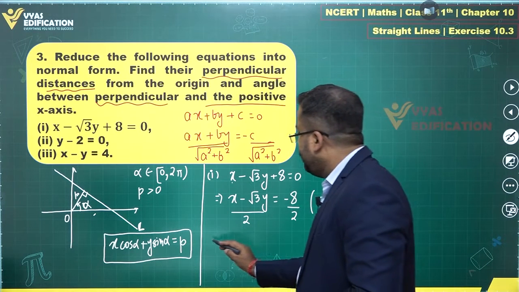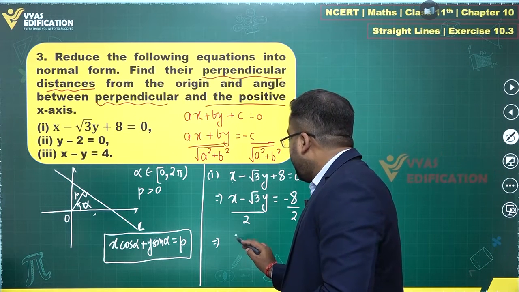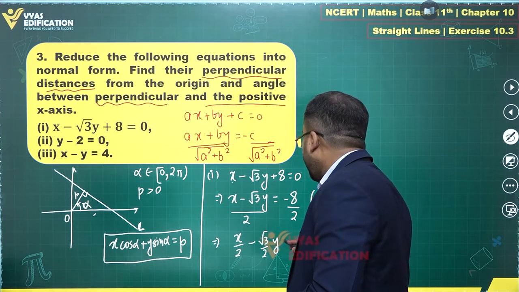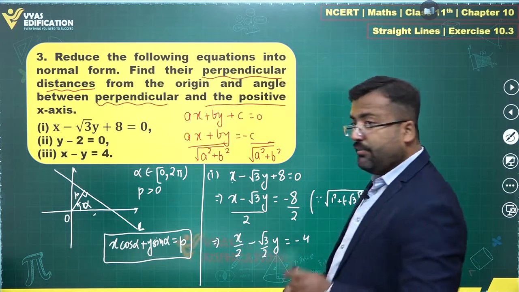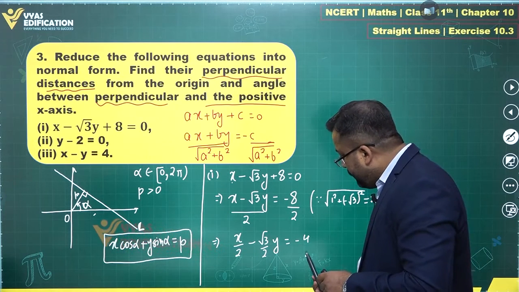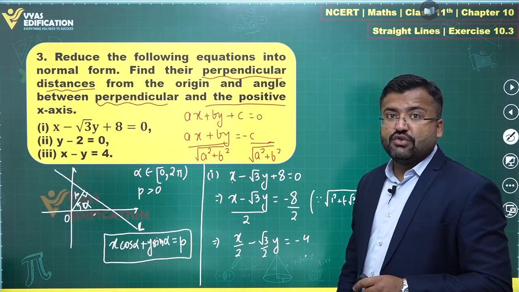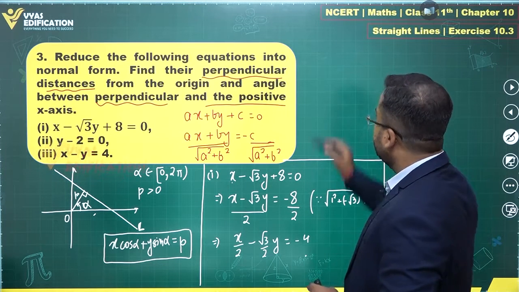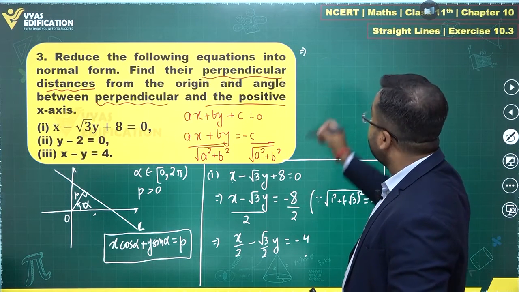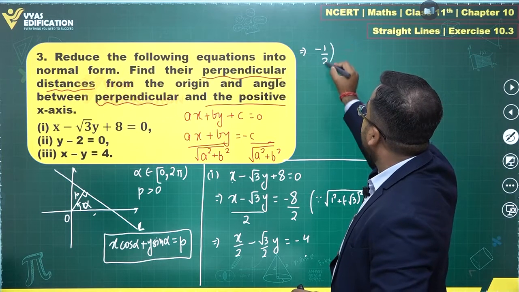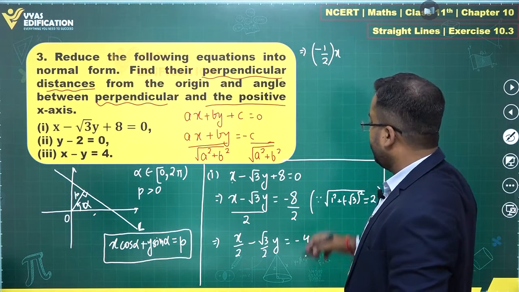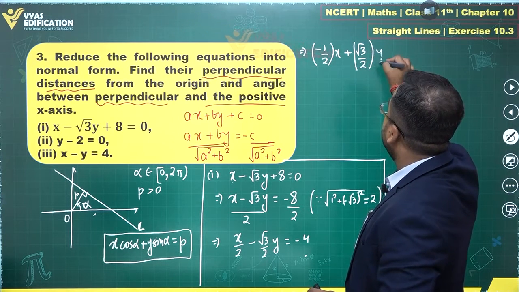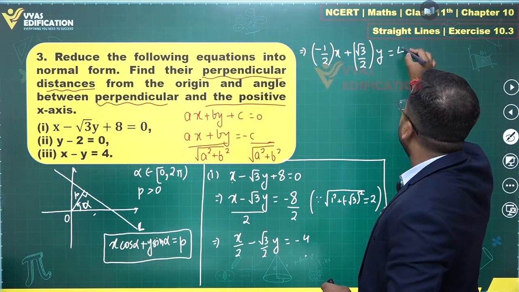Okay. And once I do that, I'll write it as x by 2 minus root 3 by 2 y is equal to minus 4. But still, you'll have to focus on the next thing, which is making this positive, right? So for making this positive, I'll multiply throughout with the minus. This will become minus 1 by 2 as the coefficient of x, plus square root of 3 by 2 with y is equal to 4.